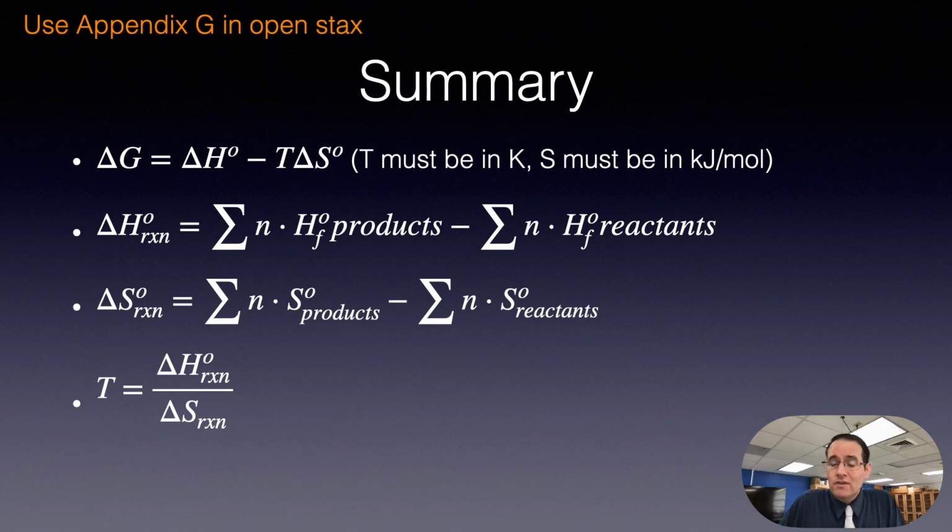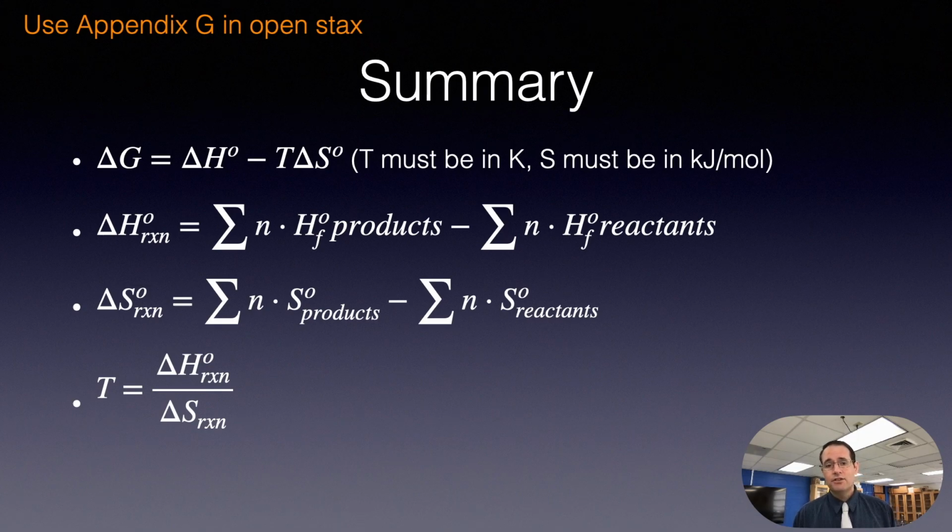In summary, use Appendix G in your OpenStax chemistry textbook for all of these data values. Delta G is equal to delta H minus T delta S. Two things. Temperature has to be in kelvins. Entropy must be in kilojoules per mole per Kelvin. Forgot the K there. Because the units will all cancel and you'll get the delta G in kilojoules per mole. All right? Delta H is the heat of formation of the products minus the heat of formation of the reactants. Make sure you use the coefficients in the balanced chemical equation for this formula and the entropy formula, okay? So entropy and enthalpy, same thing, just different numbers, okay?